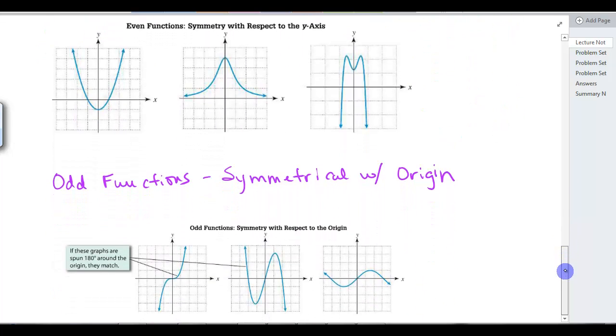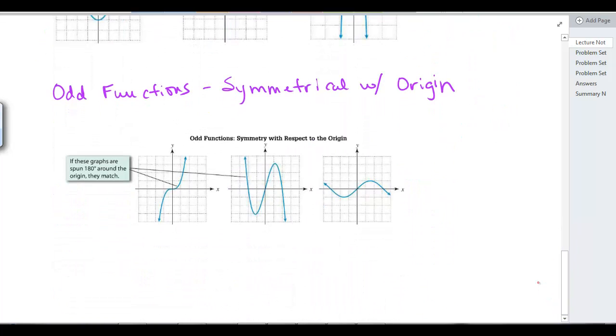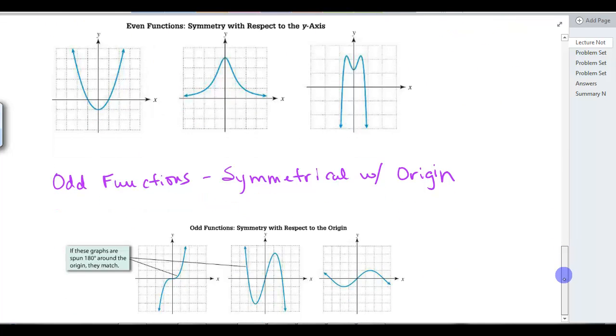Odd functions are symmetrical with the origin. And what that means is if these graphs are spun around 180 degrees around the origin, then they match. So in other words, if you took this piece and you did it 180 degrees around, you'd get this piece. Does that make sense? So they don't look quite as obvious as the even ones in their symmetry. This one is about spinning 180 degrees and you end up getting the other piece.